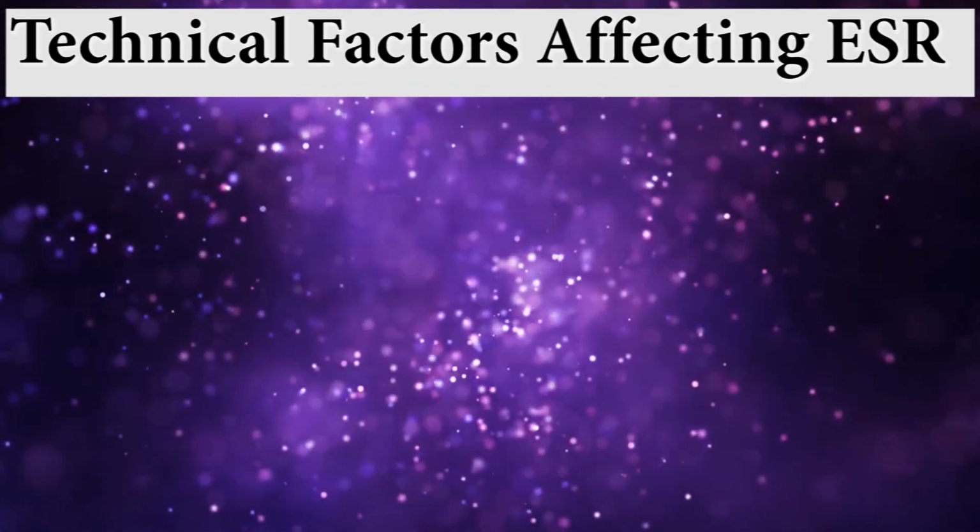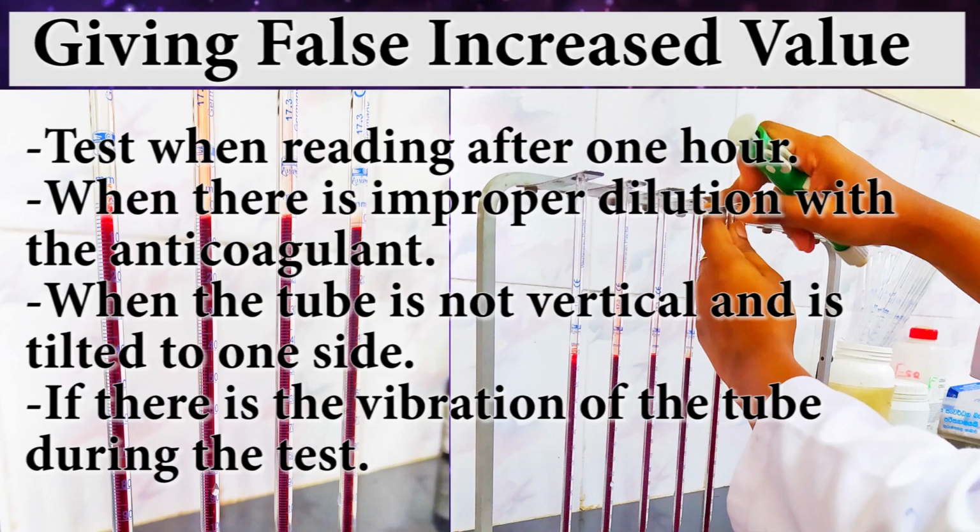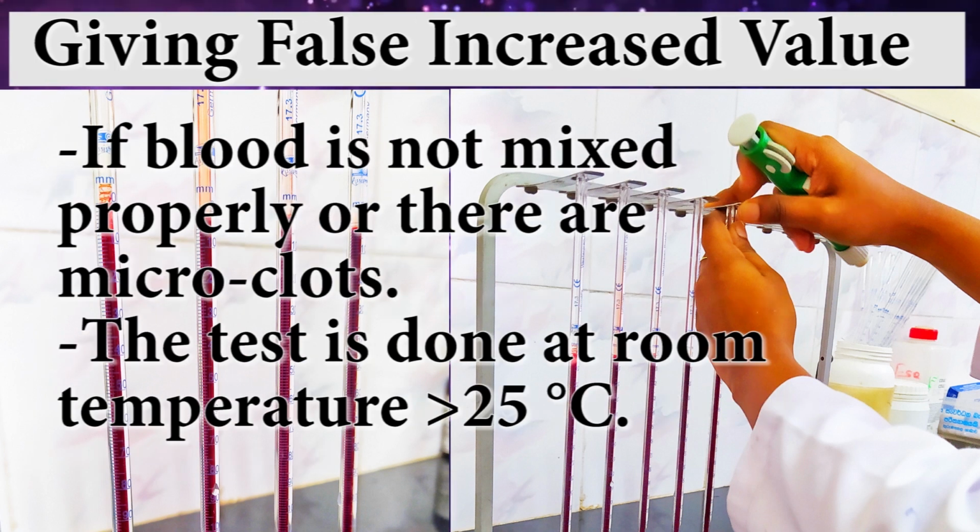Technical factors affecting ESR, giving a falsely increased value: when reading the test after more than 1 hour, when there is improper dilution with the anticoagulant, when the tube is not vertical and is tilted to one side, if there is vibration of the tube during the test, if blood is not mixed properly or there are microclots, or if the test is done at room temperature more than 25 Celsius.